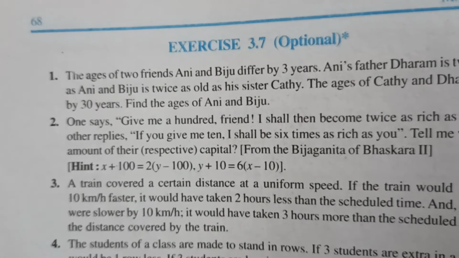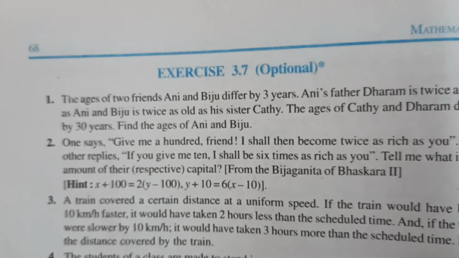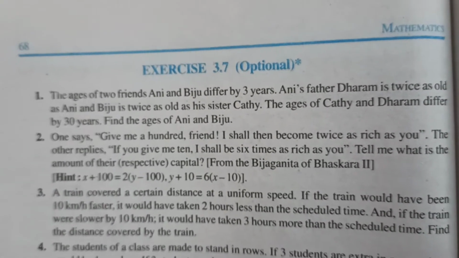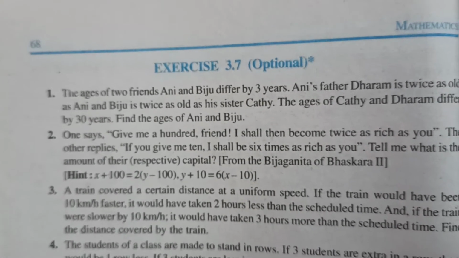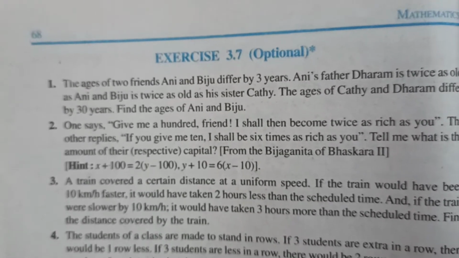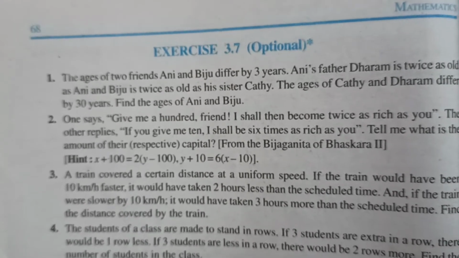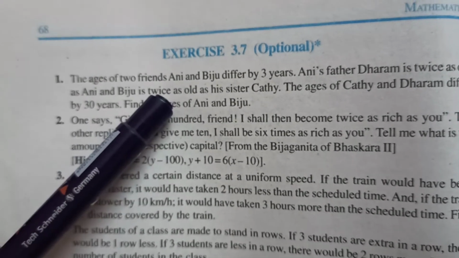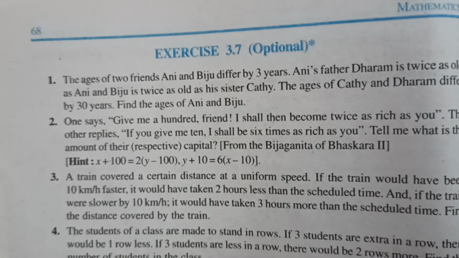Like the first question says, the ages of two friends, Ani and Biju, differ by 3 years. Ani's father Dharam is twice as old as Ani and Biju is twice as old as his sister Kathy. The ages of Kathy and Dharam differ by 30 years. Find the ages of Ani and Biju. The main problem with this question is they have not mentioned who is elder, Ani or Biju. There is no question like this in the previous exercises.